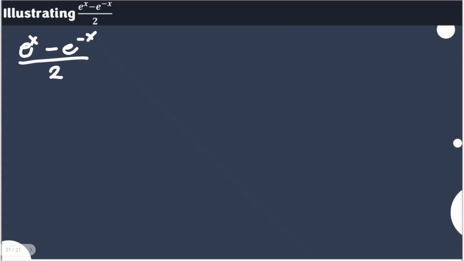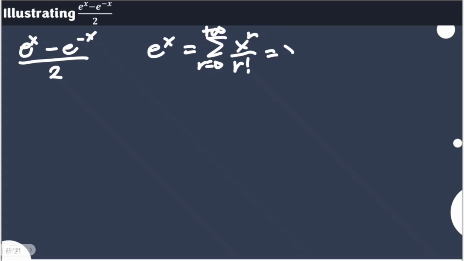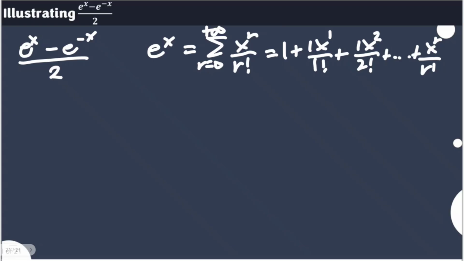Now, let's start with e to the power of x. We know this to have a power series equivalent to the summation of x to the power of r over r factorial, as r goes from 0 to positive infinity. If we break it into its form, when r is equal to 0, that's 1, automatically 0 over 0 factorial. So that's 1 plus 1x to the power of 1 over 1 factorial plus 1x squared over 2 factorial, until we reach the form x to the power of r over r factorial.